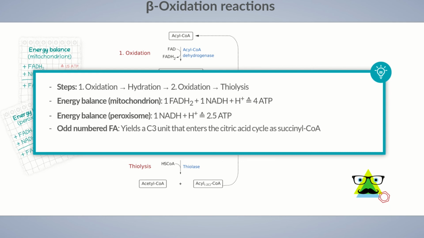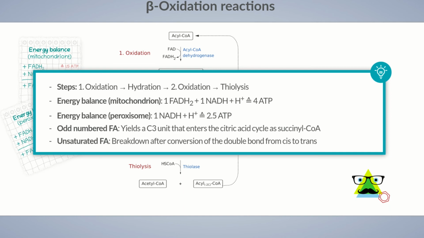With odd-numbered fatty acids, a single C3 unit, propionyl-CoA, remains as a residual fragment. It can be converted into succinyl-CoA and introduced into the citric acid cycle. The double bond formed during beta-oxidation is a trans double bond. Therefore, the breakdown of unsaturated fatty acids with a cis double bond requires conversion into a trans double bond.